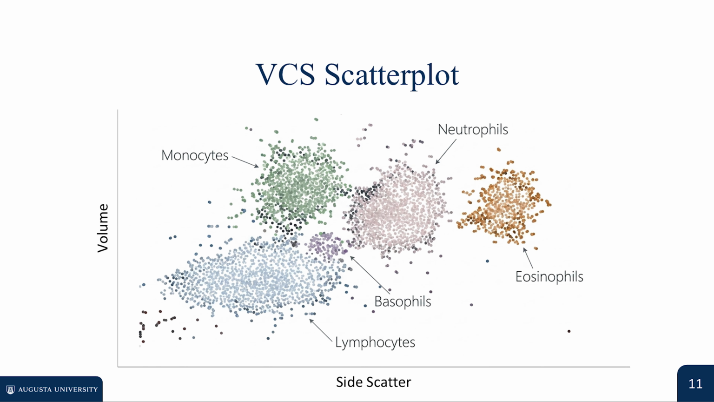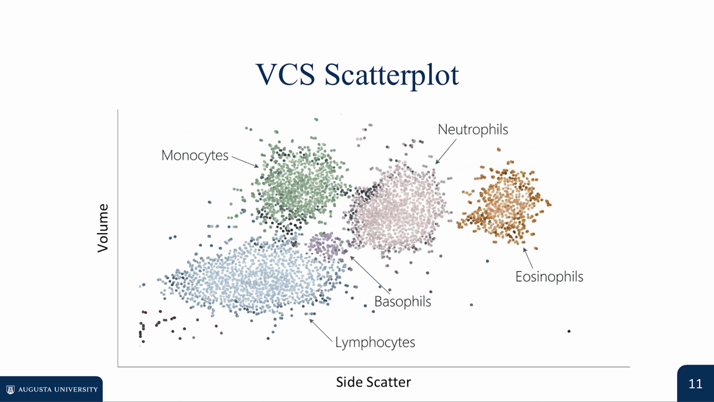When raw VCS data is plotted on a multi-dimensional scatter plot of volume versus side scatter and volume versus opacity, distinct leukocyte populations separate into well-defined topographical clusters. Lymphocytes cluster in the lower left region due to their small volume and minimal internal granularity.